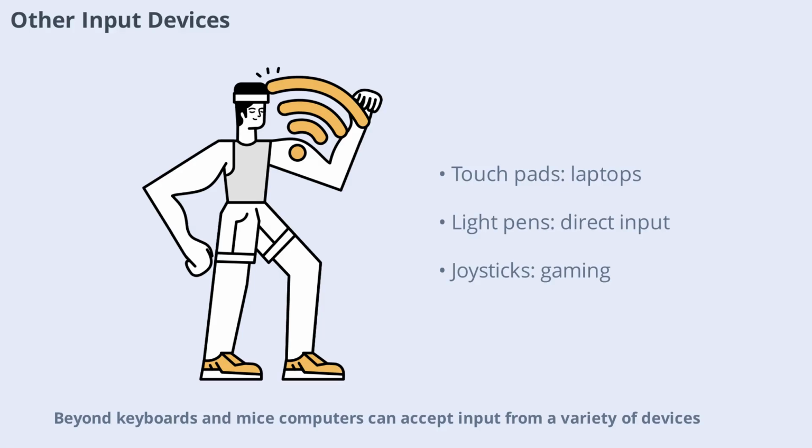Beyond keyboards and mice, computers can accept input from a variety of devices. Touchpads respond to pressure and are common on laptops. Light pens allow users to point directly on the screen. Scanners digitize printed materials, and joysticks are popular for gaming. Each input device is designed to make interacting with the computer more intuitive and suited to specific tasks.